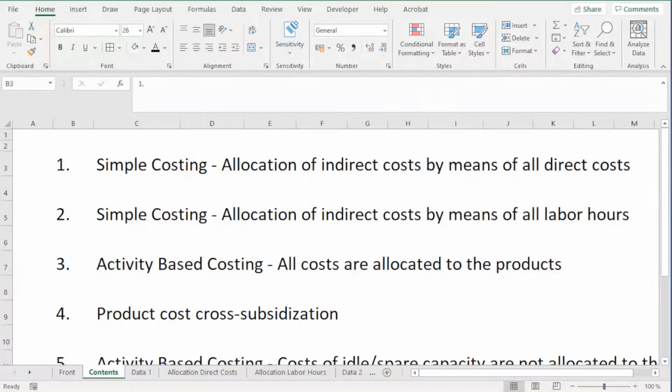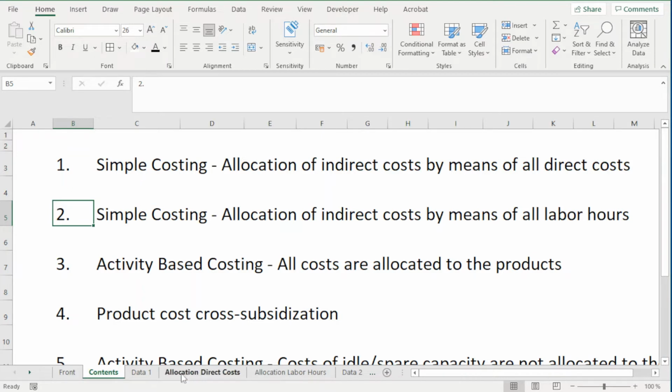Hello again. In the last video, we have performed a simple costing approach where we have allocated all the indirect costs by means of the total direct costs. In this video, we will look at a slightly different approach. Here we will allocate the indirect costs by means of the labor hours.